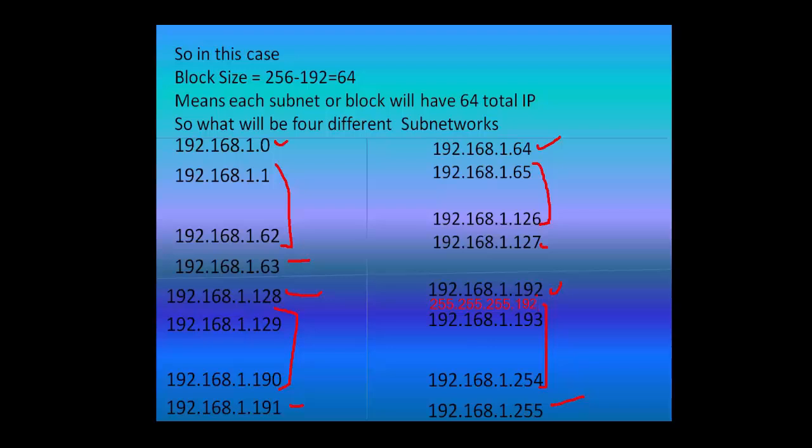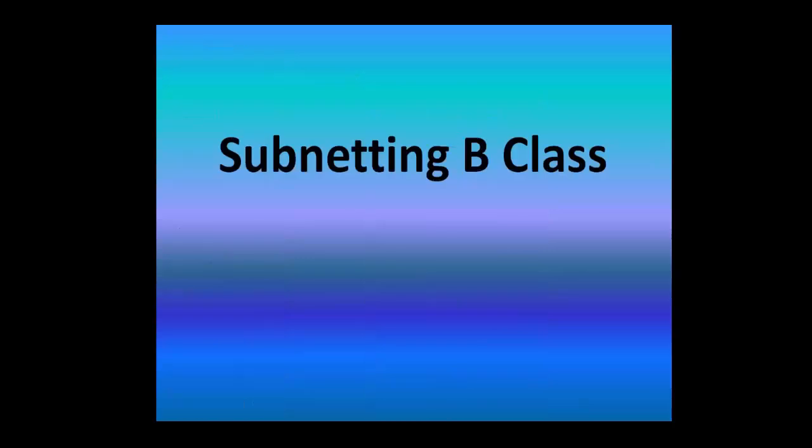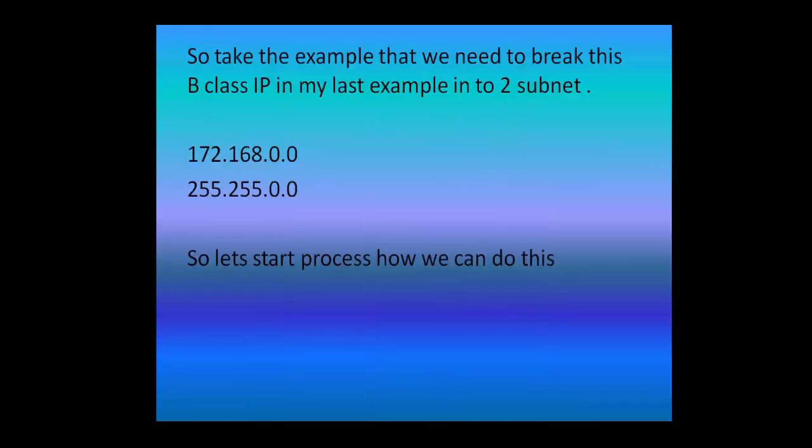This is the C class example. Let's check quickly on the B class also. In the B class, IP 172 means B class. We need 2 subnets. The process is the same. So the default subnet mask is this, meaning this is the network portion and this is the host portion.